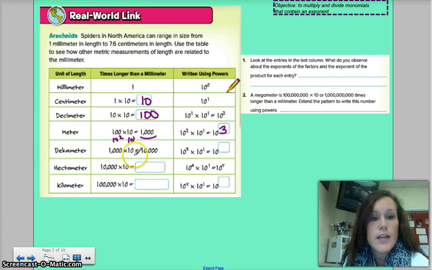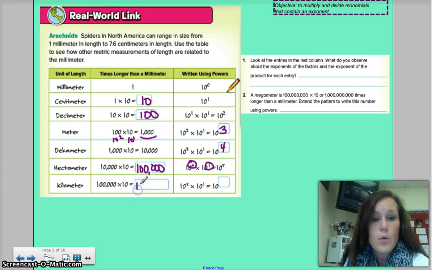Let's keep filling in our table. Here we have 1,000 times 10 is 10,000. Represented with exponents, we're going to represent that as 10 to the fourth. 3 plus 1 is 4. Here we would have 100,000, because that's what this answer is, which is represented as 10 to the fifth. There's 5 zeros. I've added 4 plus 1.